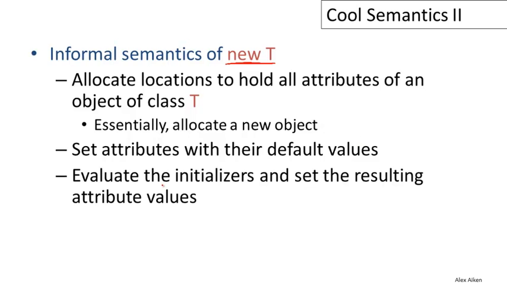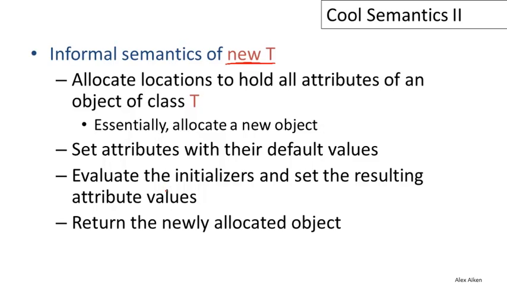And then we evaluate the initializers. Every attribute in the class declaration can have an initializing expression, and we're going to evaluate those and set the resulting attribute values. And then we return the newly allocated object. So these are the steps that are involved in setting up a new object. And as you can see, it's actually more than just allocating a little bit of memory. There's quite a bit of computation going on in allocating new objects in Cool.